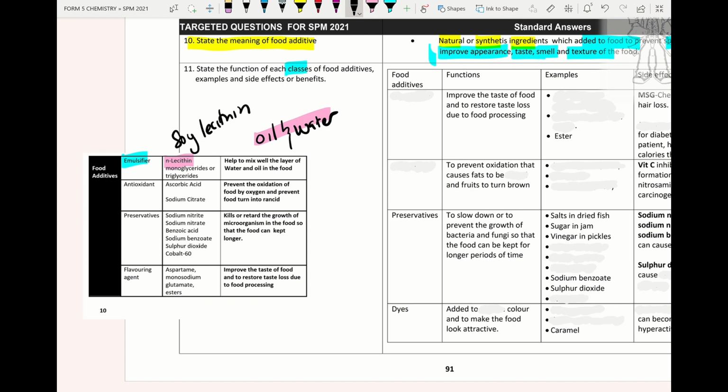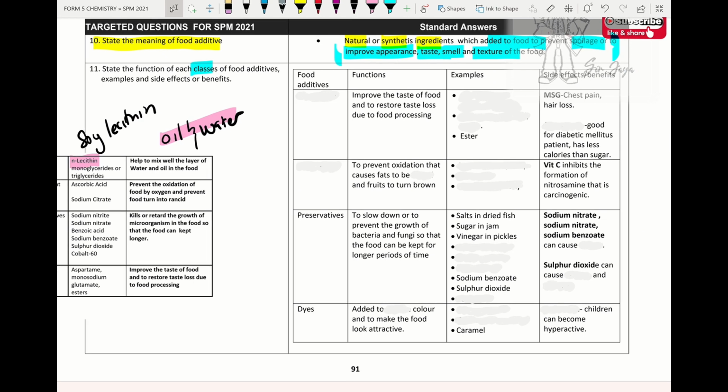All right, we move on to the next one. Okay, improve the taste of the food, and restore the taste lost during food processing. That will be under flavoring agent. Examples of flavoring agent, please remember monosodium glutamate, and this is artificial sweetener. Aspartame, stevia, and sorbitol are artificial sweeteners. All right, and they have low calorific value.